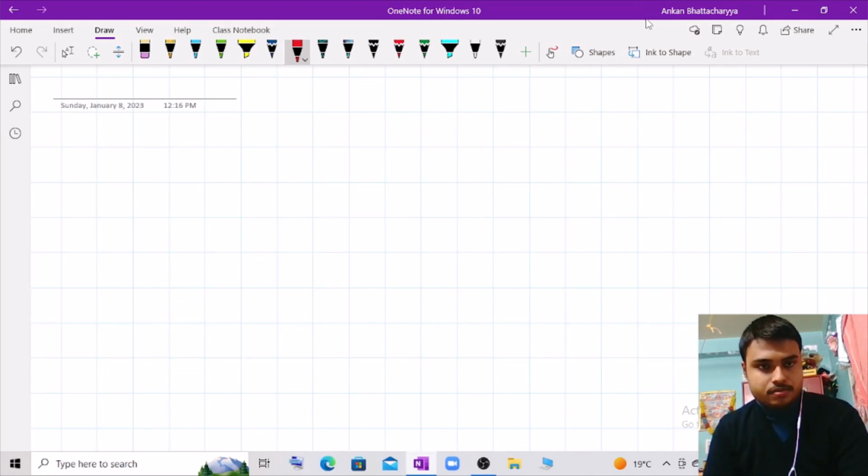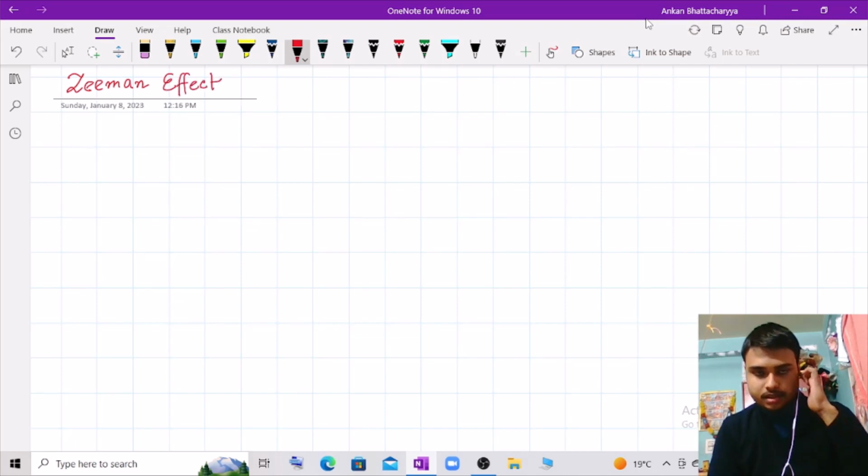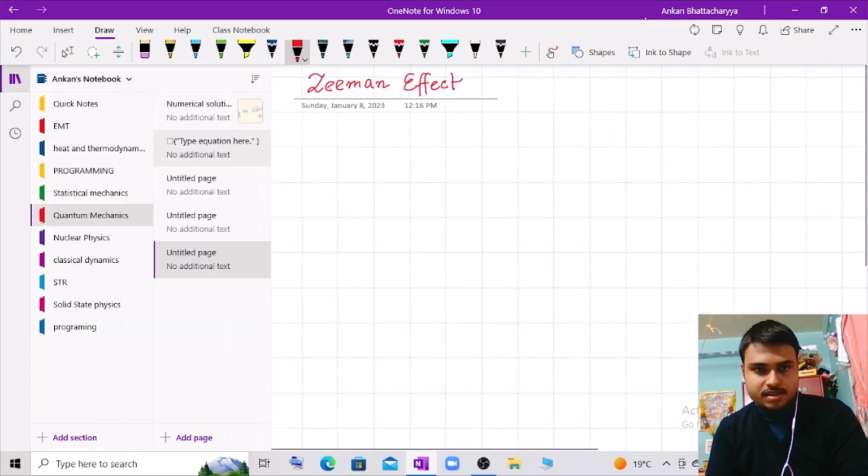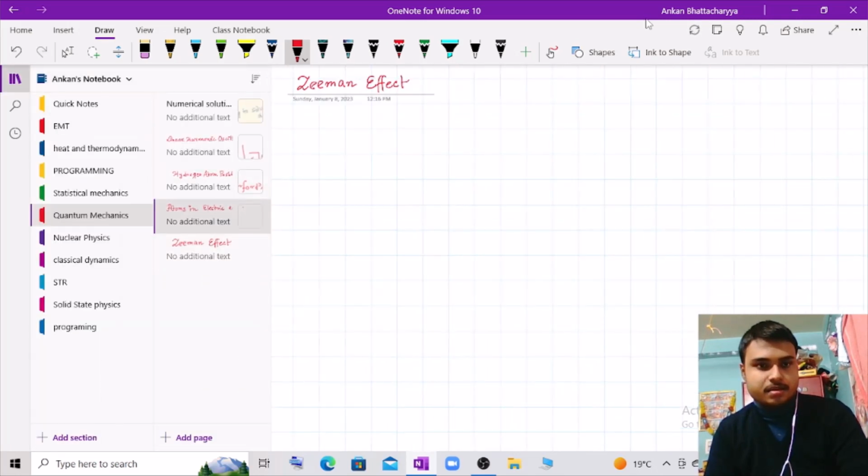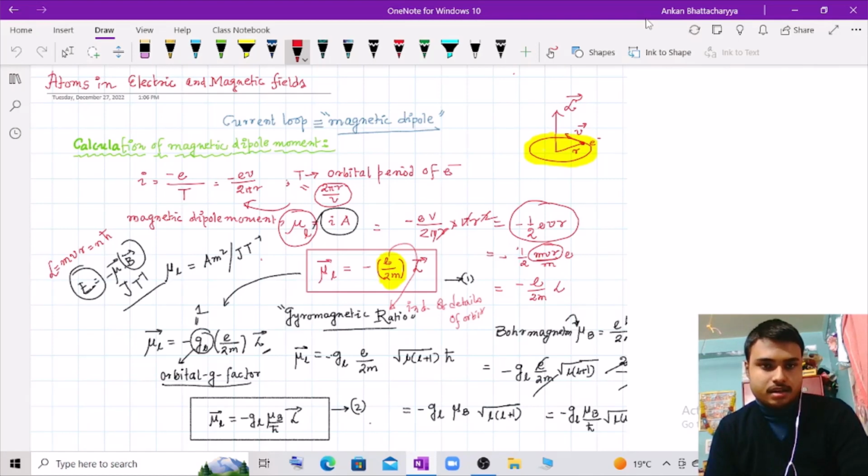Today we will deal with the topic of Zeeman effect. It is very important in atomic physics, which we will explain with the help of quantum mechanics. What we have learned in the previous lecture is the magnetic effect on an atom.